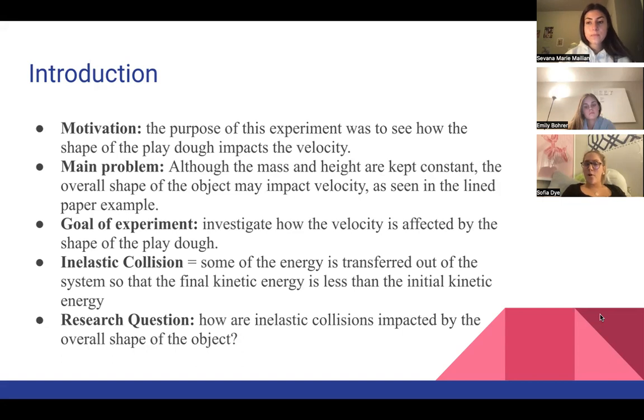All right, so for the introduction, the main problem that we are trying to figure out is that although the mass and height are kept constant, the overall shape of the object may impact velocity, as seen in the line paper example that we did in class. Hence, the goal of the experiment is to investigate how the velocity is affected by the shape of the Play-Doh. And our research question is, how are inelastic collisions impacted by the overall shape of the object?